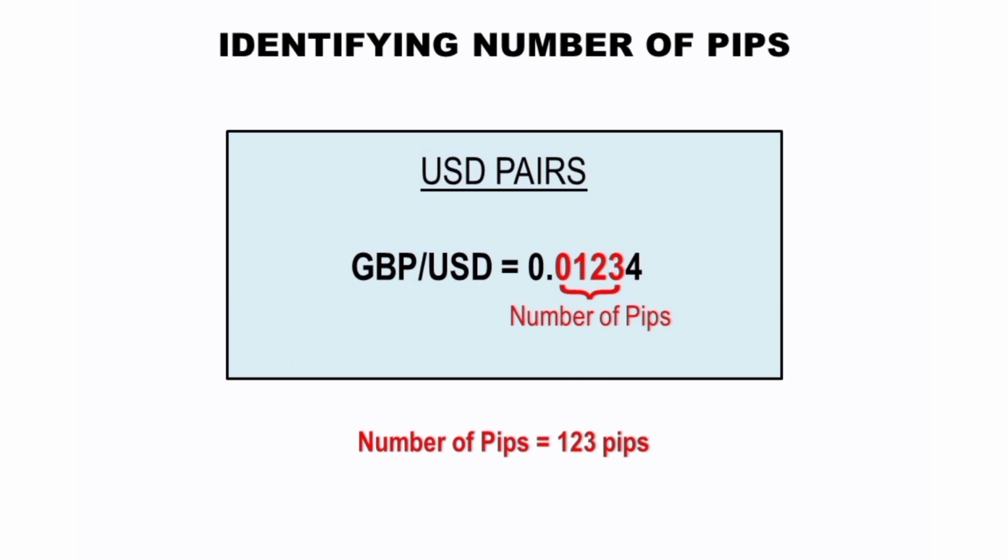So in this example now, we have that GBP USD is equal to 0.01234. So the number of pips here, if we calculate the digits after the decimal point, we could see that the digit is 123 pips. 123. So usually we don't count the last digits, only the first four digits.